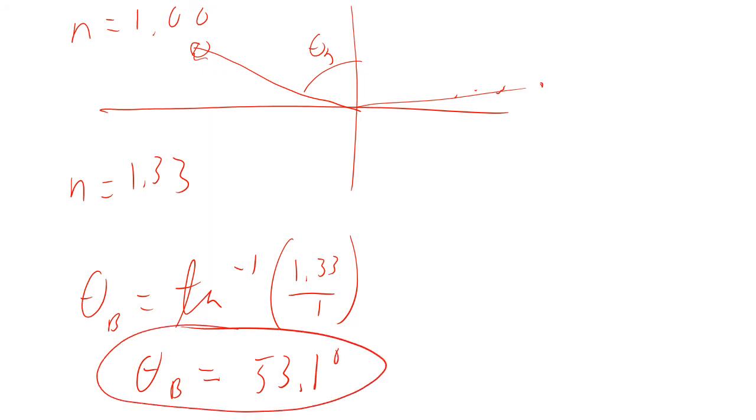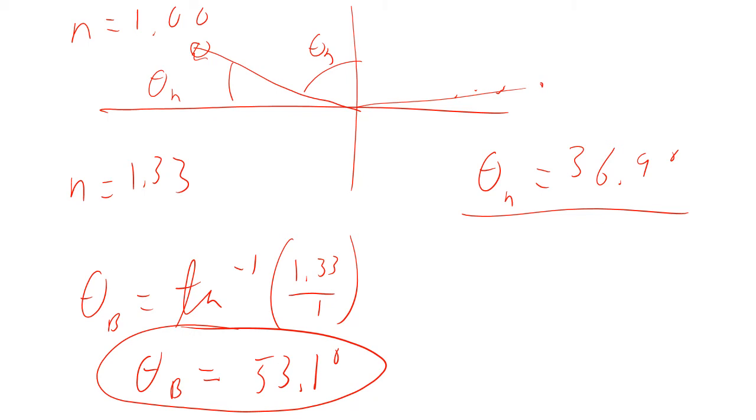So anytime the sun is shining and hits water, the angle relative to the horizontal, this theta h, is going to be 90 degrees minus the 53.1. So that means it's going to be equal to 36.9 degrees. So anytime the sun is hitting the water at an angle that's less than 36.9 degrees, you get horizontal polarization.